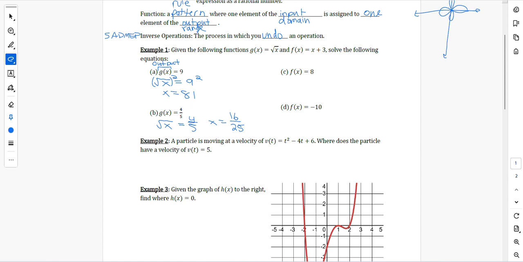Now let's take a look at this f of x, x plus 3. So again, f of x is talking about the output. X plus 3 is 8. How do I undo that plus 3? Minus 3. Minus 3. X is 5. X plus 3 equals negative 10. Minus 3. Minus 3. X is negative 13. Okay.